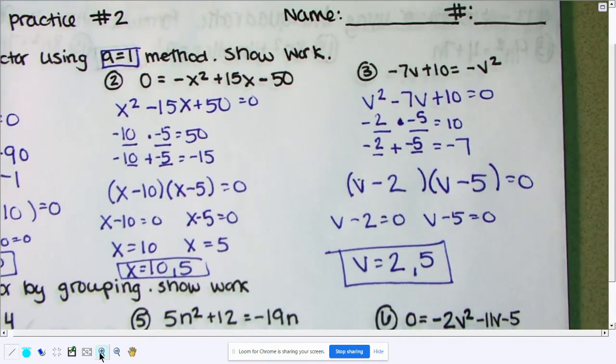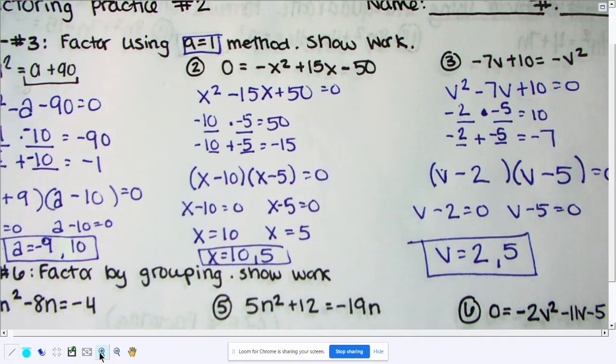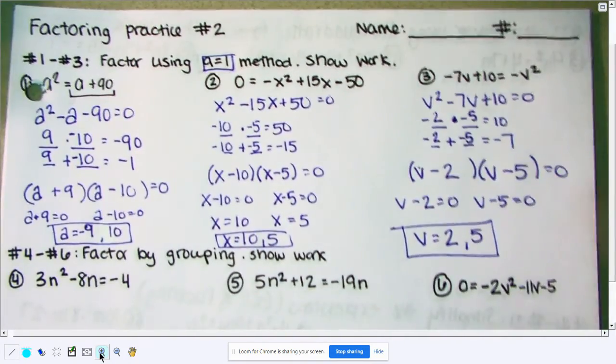Remember, the goal of this is to factor as fast as you can, and this is honestly the faster method, okay? This is faster than factoring by grouping. So I just want to make sure that we're able to recognize quicker methods.